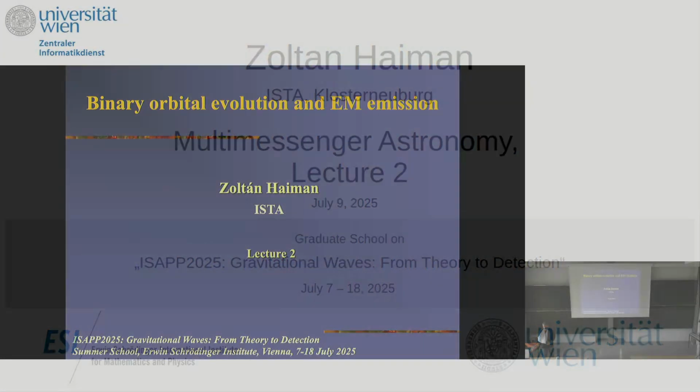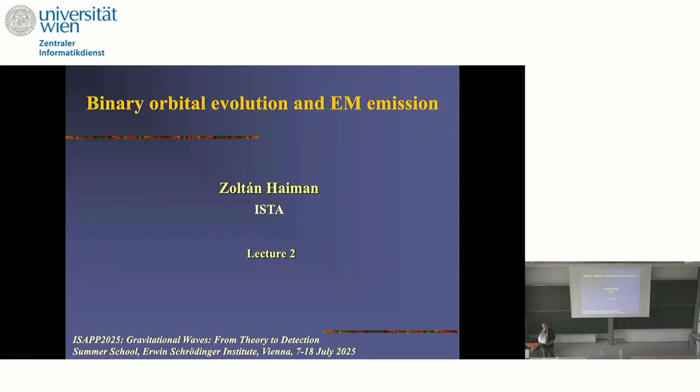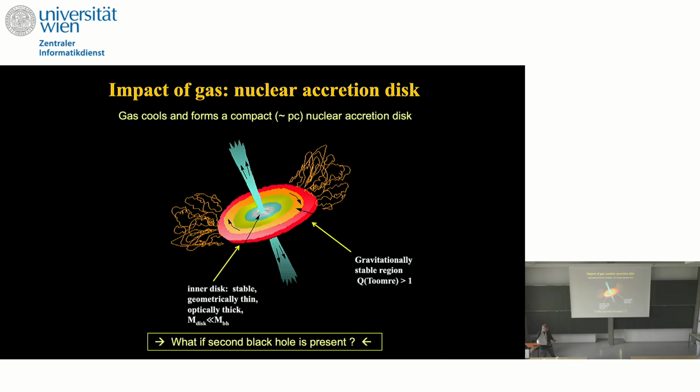So this is the second and last lecture from me. And today what I want to cover is the orbital evolution of the binary as it enters the gravitational wave stage and the merger, and electromagnetic emission during these late stages. And this is what I described yesterday.